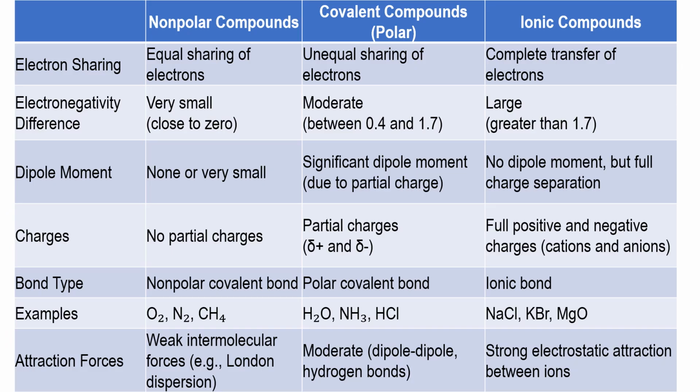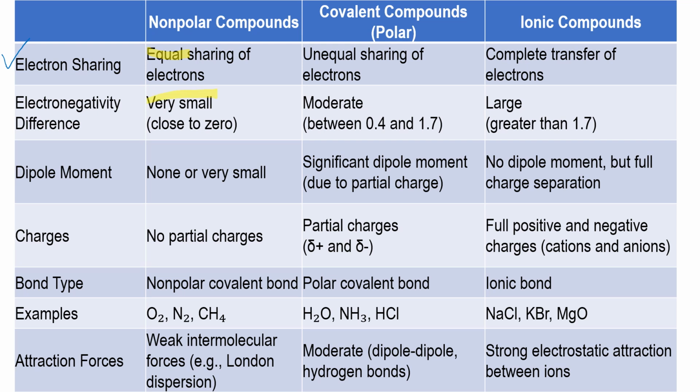In summary, this is the difference between your non-polar compounds, covalent polar compounds, and your ionic compounds. Looking into these different parameters, you have your electron sharing, equal sharing for your non-polar compounds. Hence, the electronegativity difference is very small or zero since it is equal.